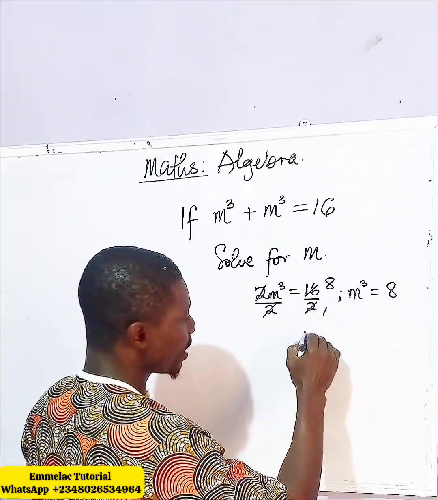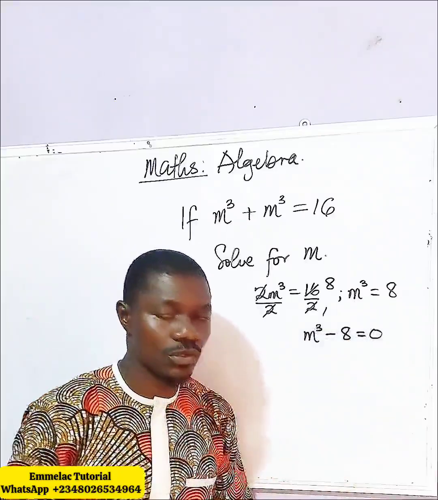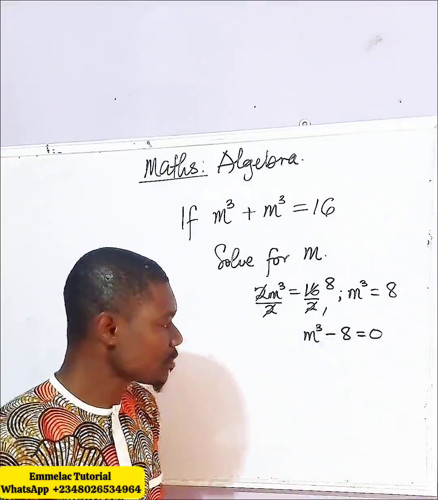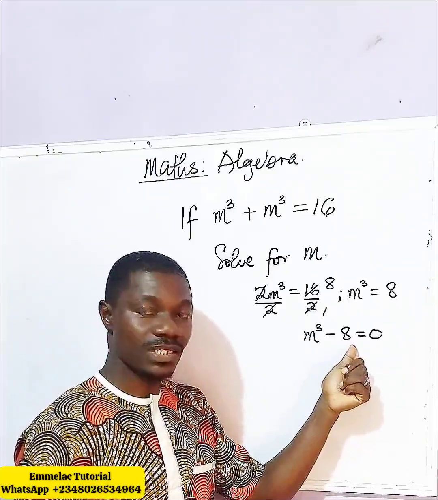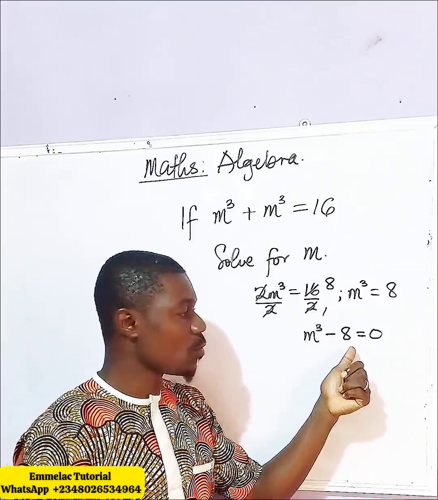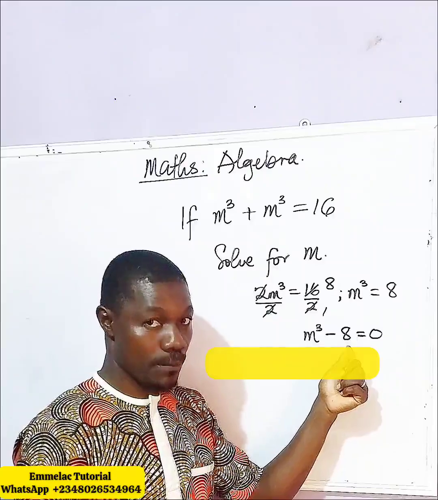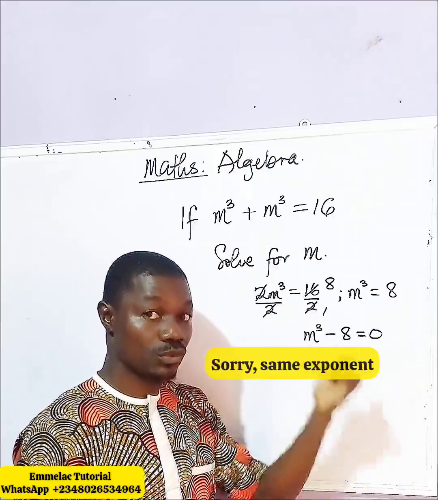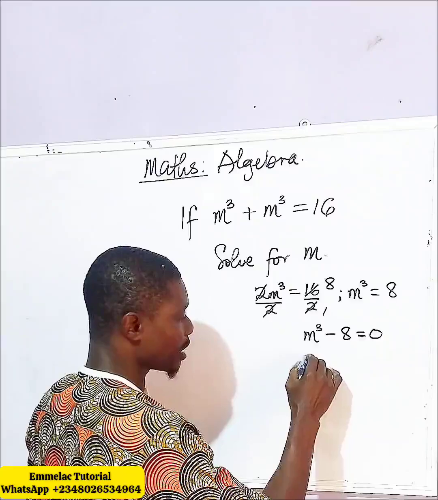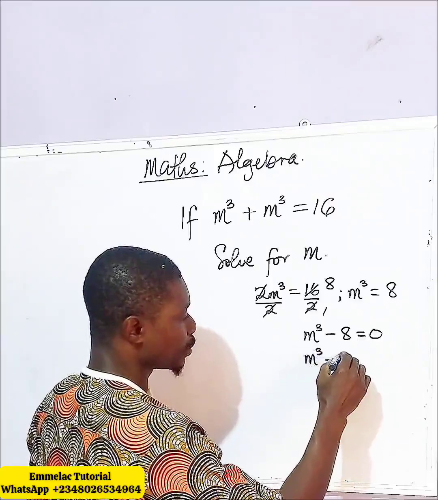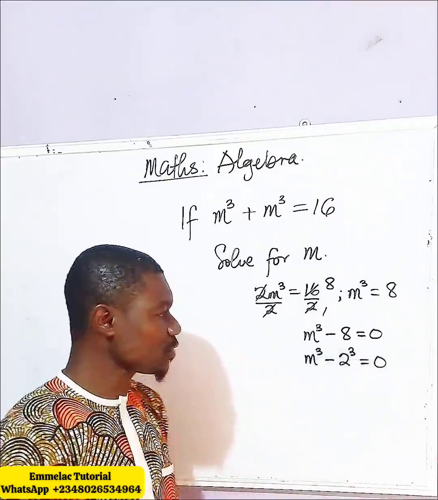Next, we subtract 8 from both sides of this equation, so we end up having m raised to the power of 3 minus 8 equals 0. How do we factorize this? Since this is a polynomial, I want to consider the constant 8. Since it's a perfect cube, 2 times 2 times 2 gives us 8. So I write this as m raised to the power of 3 minus 2 raised to the power of 3 equals 0.